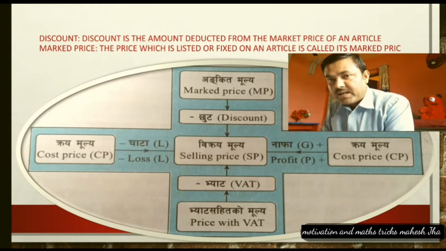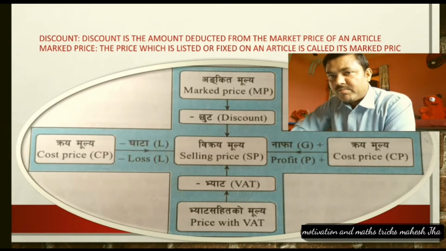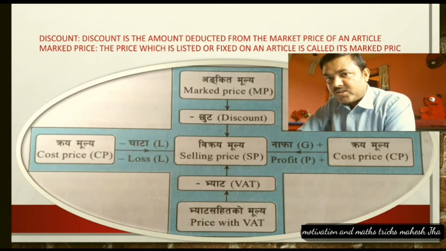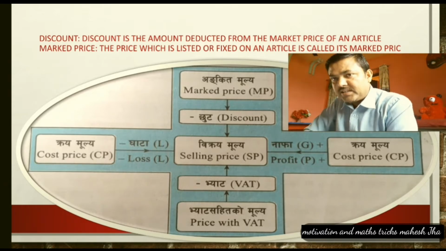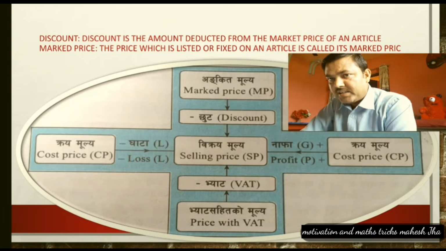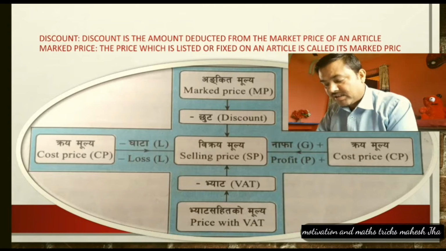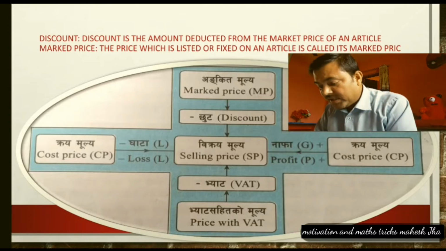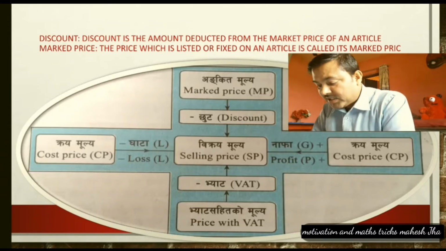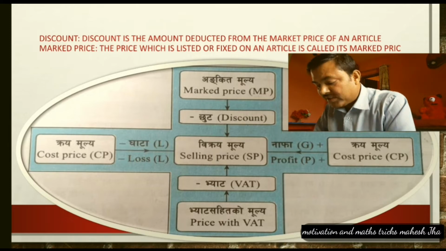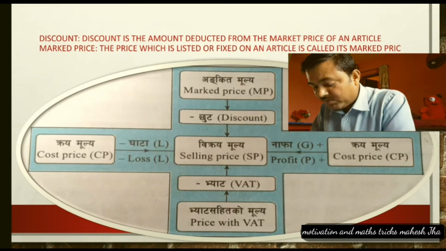Marked price is the price fixed by the wholesaler, retailer or manufacturer. It is also called fixed price, label price, list price, bill price, etc. And discount is the amount which is given on the marked price. It means marked price minus selling price is discount. Here a monogram is shown. Marked price minus discount gives selling price, selling price plus VAT gives price with VAT.